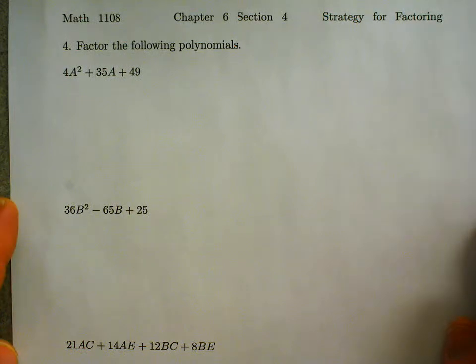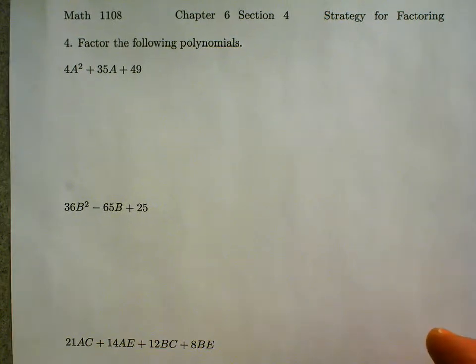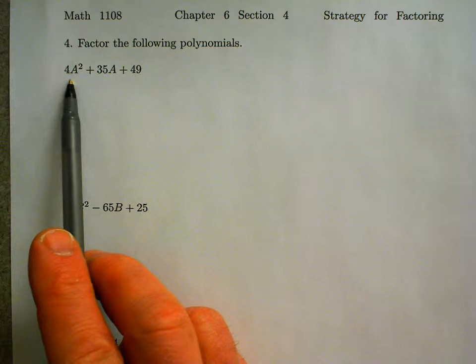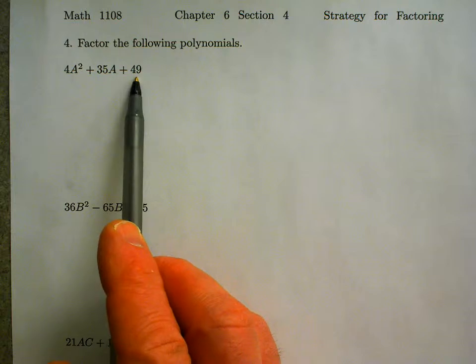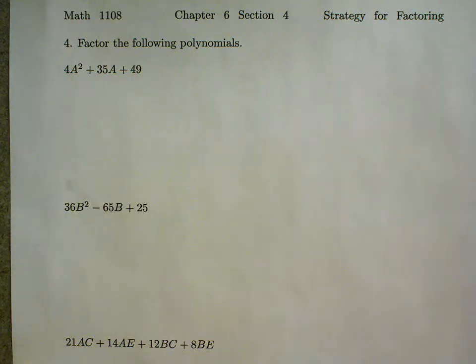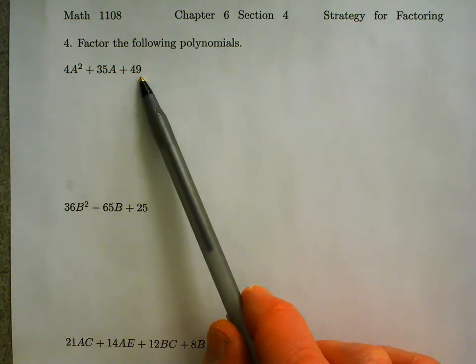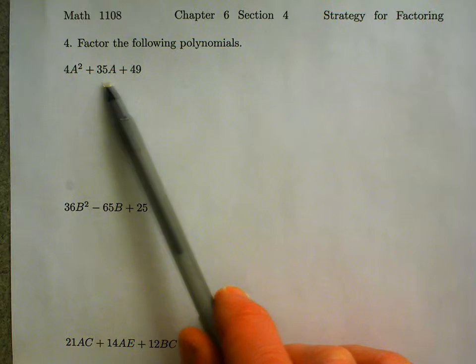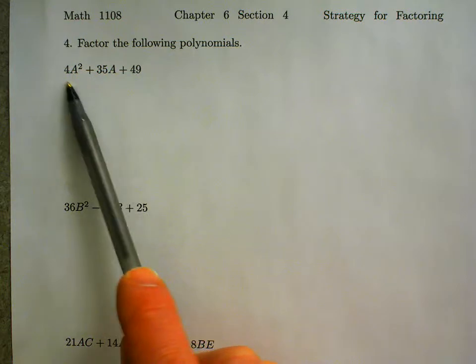Okay, this one, 4a squared plus 35a plus 49. The term on the left, 4a squared, is a perfect square. The term on the right is 49. That's also a perfect square. But this is not a perfect square trinomial. If it were a perfect square trinomial, the middle term would be plus 28a. But we can still use the AC method.